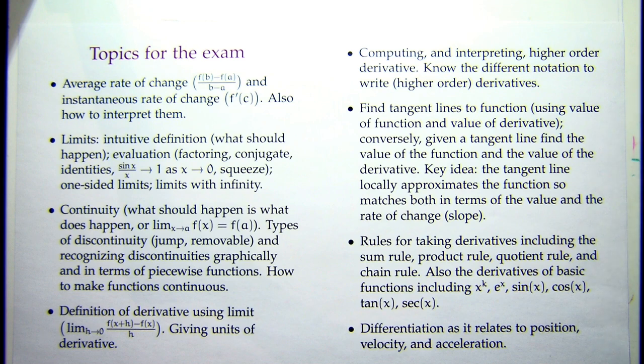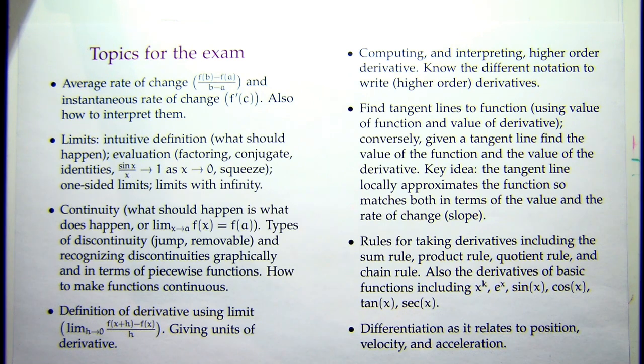Good odds. Okay, know how to compute and interpret higher order derivatives. Know the different notation for higher order derivatives. You know, f double prime or d squared over dx squared. Find tangent lines. Tangent lines are fantastic. You need to know what they mean. Now, oftentimes you say, oh, it's a line. But another way to think of tangent lines is tangent lines are storing information. It's telling us what the function is doing.